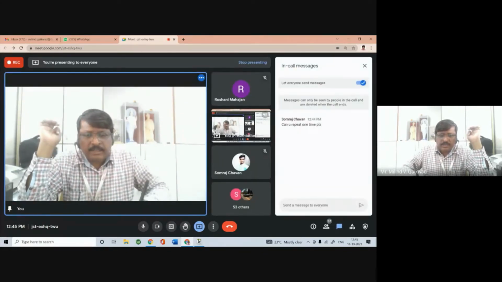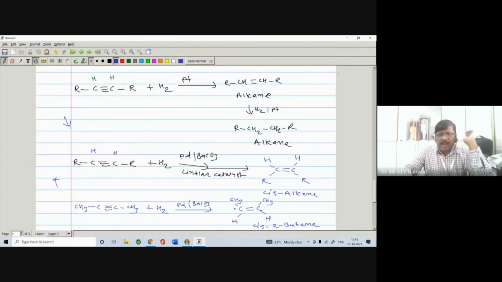Okay, so look here, hydrogenation reaction. Suppose we carry out hydrogenation in the presence of a catalyst, taking the hydrogen in excess. Firstly, the hydrogen will add on the triple bond and you get the double bond, means alkene. One of the triple bonds becomes a double bond, but the reaction does not stop here. Further, the addition of hydrogen takes place and the double bond becomes a single bond.